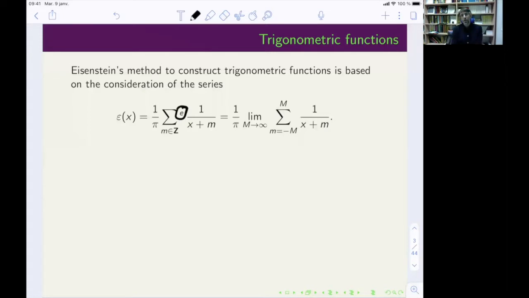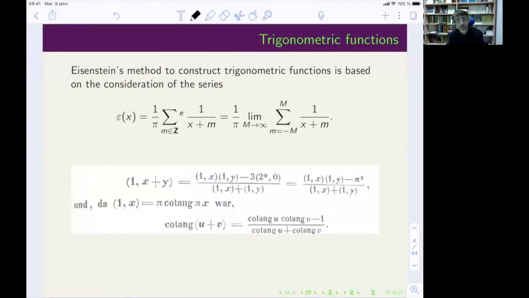And so Eisenstein considers this function and proves, in fact, so he denotes this function as 1 comma x, and 1 comma x is pi times epsilon x in my notation. And what he proves is that this function is precisely the cotangent of pi x. So in brief, epsilon x, he proves, is the same as cotangent pi x.